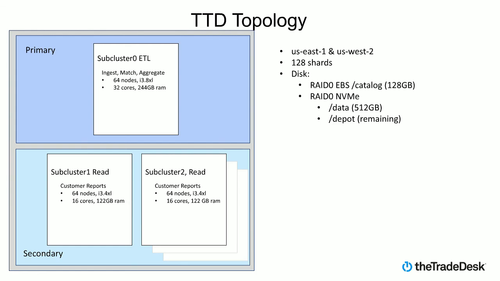Now, the NVMe is another RAID 0. As I mentioned, this data is ephemeral, so when we stop and start, it goes away. But basically, we take 512 gigabytes of the NVMe, and we give it to the data temp storage location, and then we take whatever is remaining and give it to the depot. And since the ETL and the read clusters are different instance types, the depot is sized differently, but otherwise it's the same across all clusters. So it all adds up.